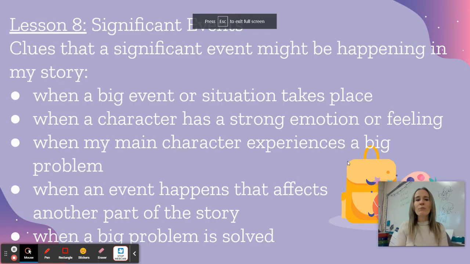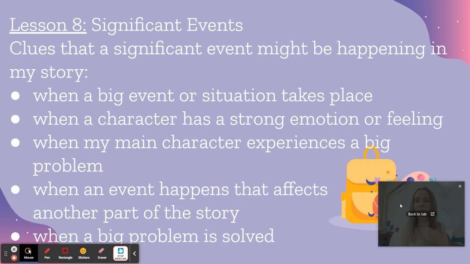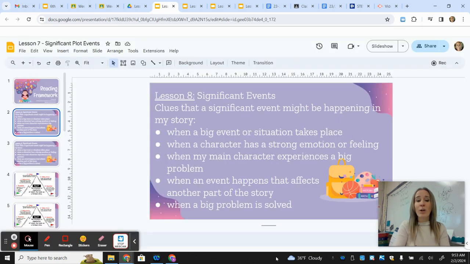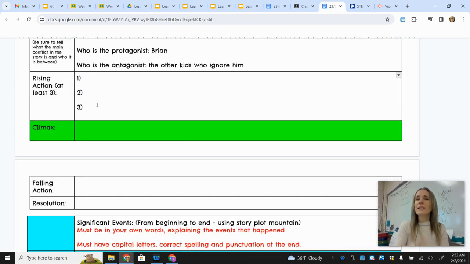So anything that really stands out to you, if it's a big event or situation taking place, if the character is going through something that really brings out a strong emotion or feeling, that's a clue that it's a significant event. When your main character experiences a big problem, when an event happens that's affecting the other parts of the story, you're not going to do when a big problem is solved, because actually that will come later in your plot chart. But any of those kinds of things are going to go in this rising action chart.